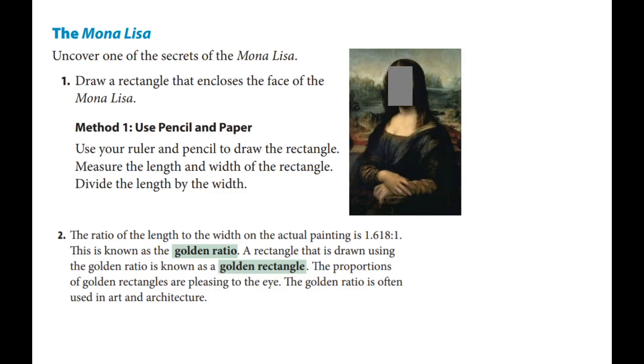I can probably do a slightly better job. Let's see. Yeah. So that looks like about the correct ratio. So we call that the golden rectangle.